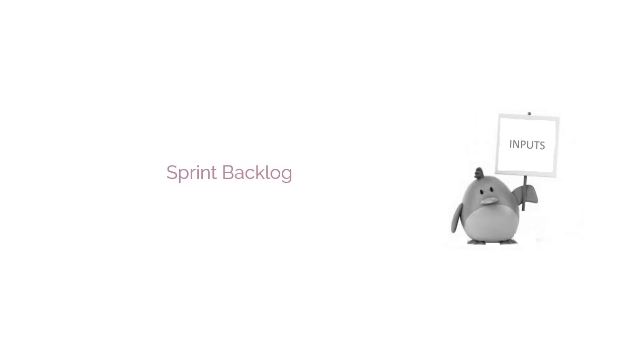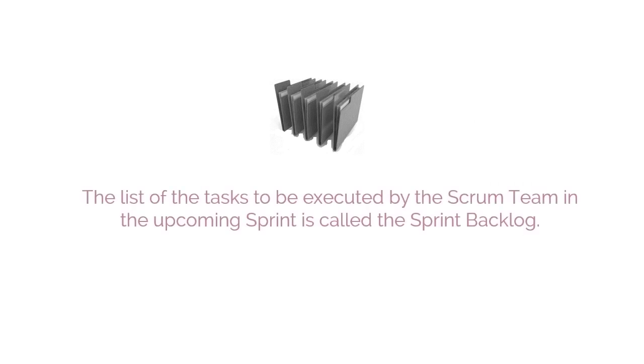Next source of input is the sprint backlog. The list of the tasks to be executed by the Scrum team in the upcoming sprint is called the sprint backlog. We have the done criteria as another important source of input to discuss now.